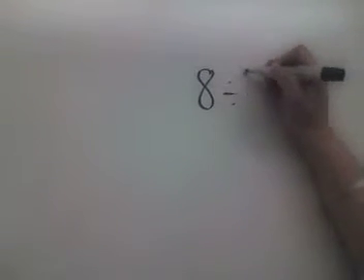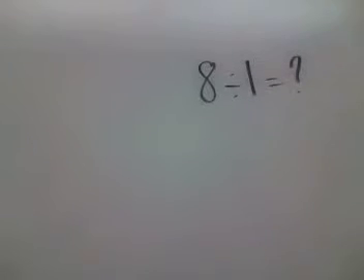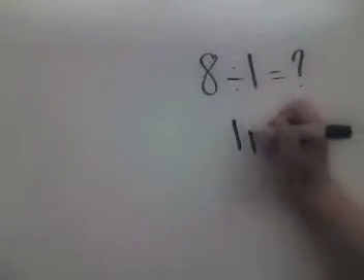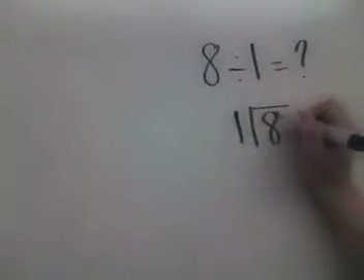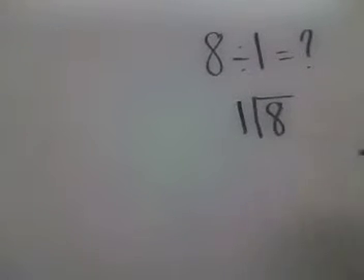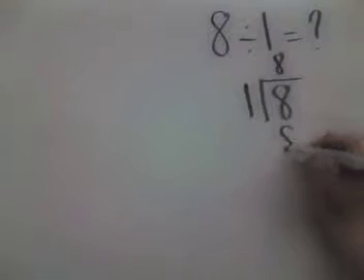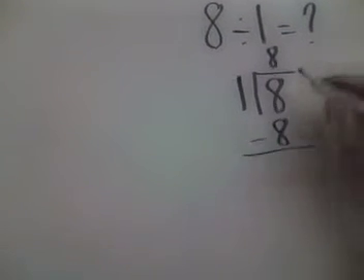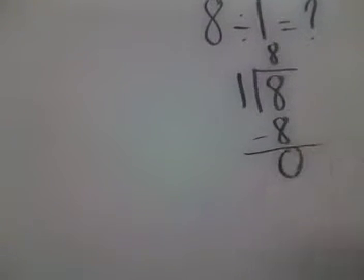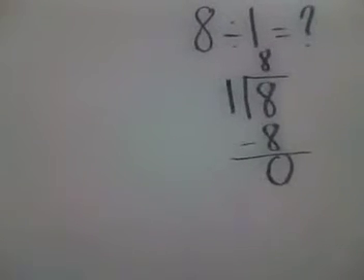8 divided by 1 is going to equal what? Well, we're going to set it up just like we did the other. 1 divided by 8. 1 goes into 8 eight times. 8 times 1 equals 8. Bring this number down here, subtract these two numbers, and you get a 0 remainder. Let's try another.